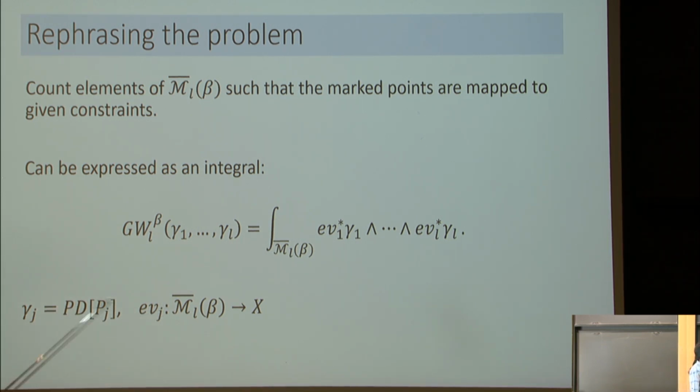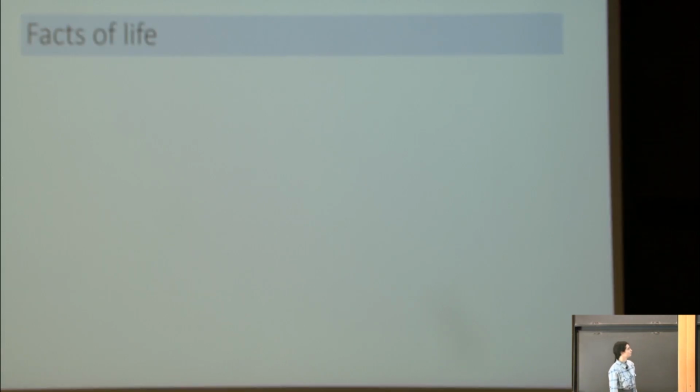You take your constraints, you pull them back via evaluation maps to the moduli space. This gives you a chain in the moduli space that represents all maps whose marked points satisfy the given constraints. And then you want to sum all this up, so you just take the integral. But the upshot of this slide is that one natural way of rephrasing the problem of counting curves with constraints is by writing an integral of something that has to do with the constraints, an integral over the moduli space of maps with marked points.